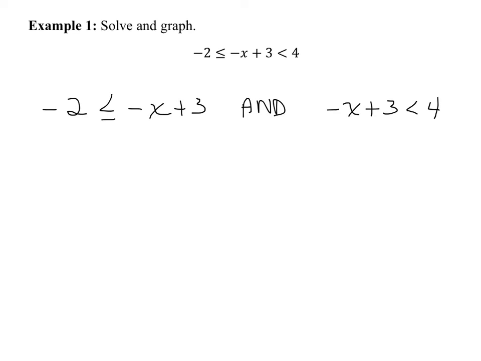Now solve these like you would solve any equation. Solve these like you would solve any given equation, and you'll just get two results, and that'll give us a range of possible values. So I'm going to just go ahead quickly and solve these.